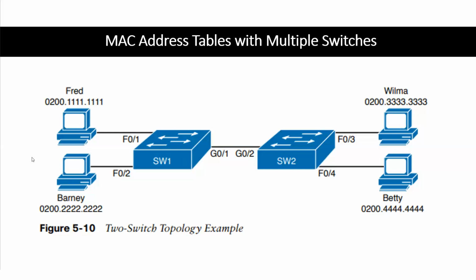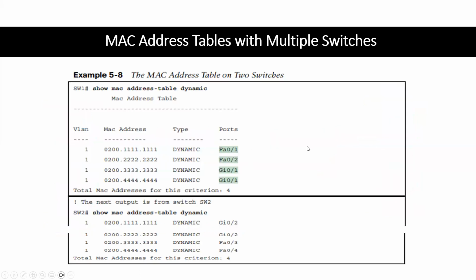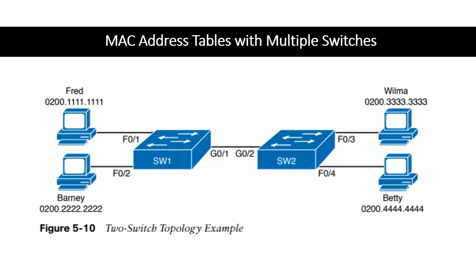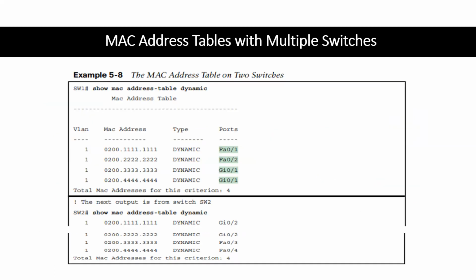Of course, you can see they're connected via gigabit 0/1 and 0/2. I actually built a topology before this so we can take a look at it. This is just the MAC address table from the previous diagram, diagram 5-10. If we keep flipping back, Fred has dot 1111 and Barney has dot 2222, Wilma 3333 and Betty 4444.